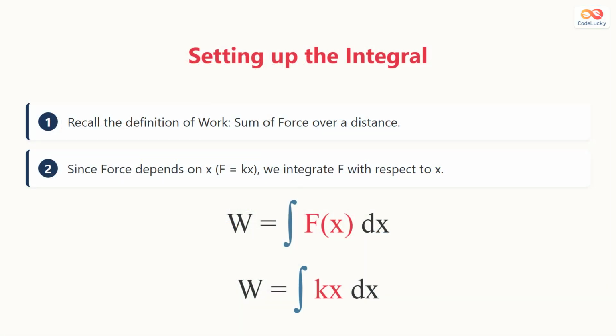To find the total work done, we set up a definite integral. We know that work is the integral of force with respect to distance. Since our force is a function of x, specifically F equals K times x, we substitute that into our integral. So, we are integrating kx with respect to x.